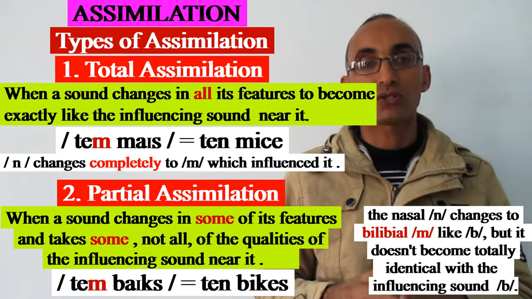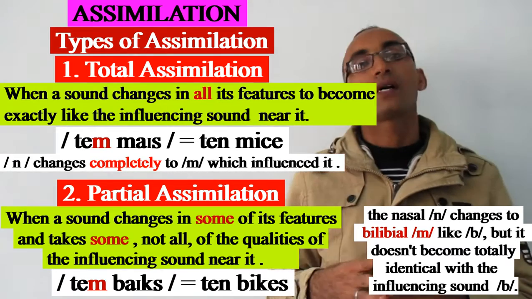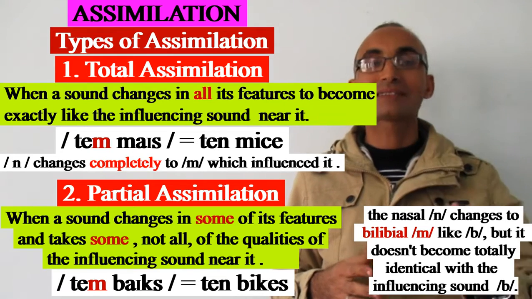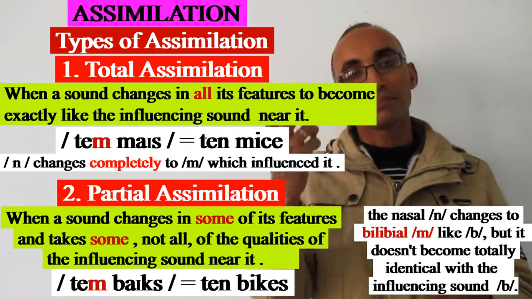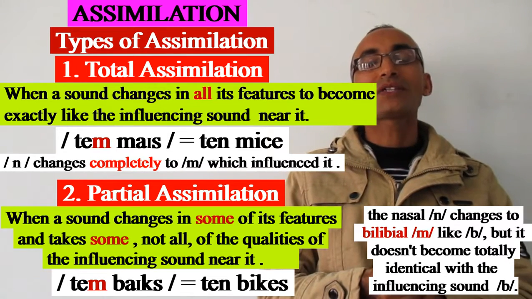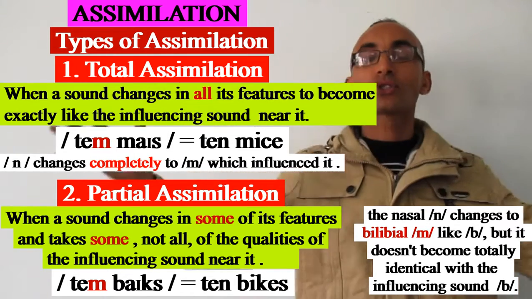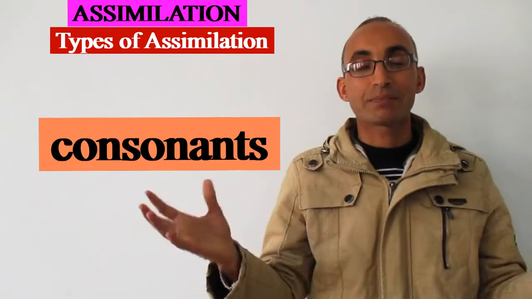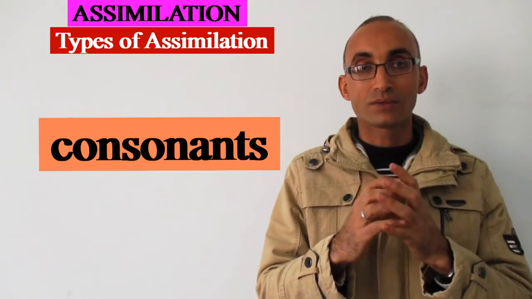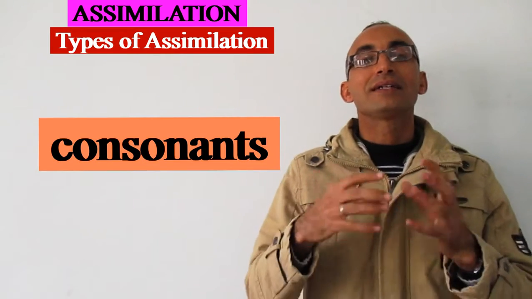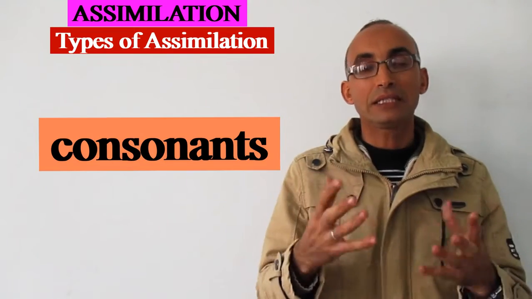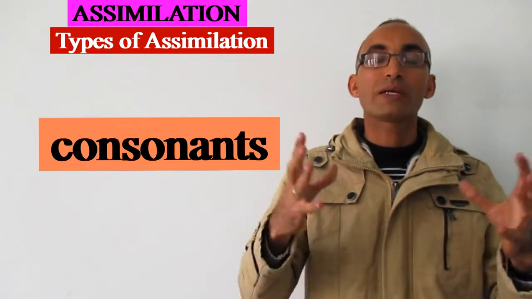It is partial, unlike in the total, where it turns totally and takes the same quality, the same shape, the same features. Clear? Good. We said also that this assimilation usually concerns consonants. It means there are consonants which influence one another, and create that kind of assimilation and similarity in all the different qualities we mentioned.